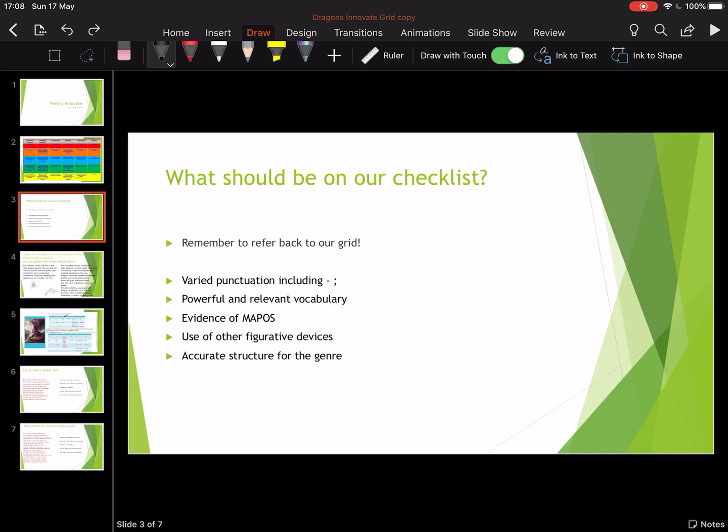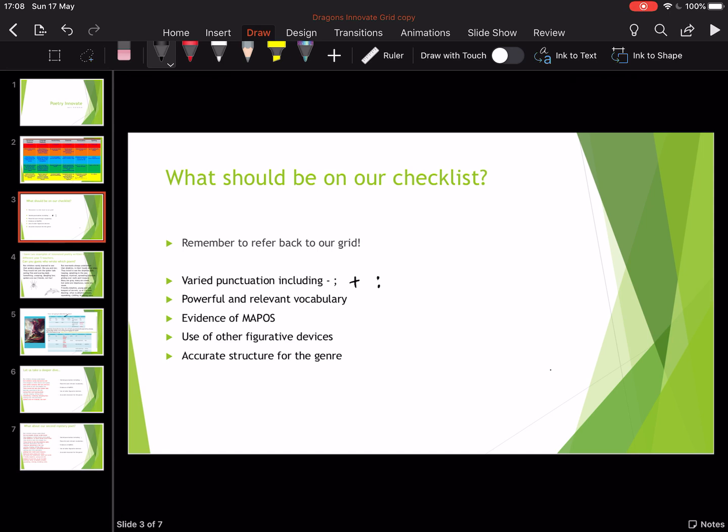Oh, look. I think the first thing on our checklist should definitely be that varied punctuation there. I've even got the hyphen, I've got the semicolon. You can include colons in that if you would like to.